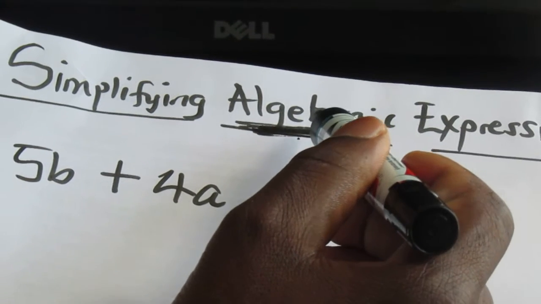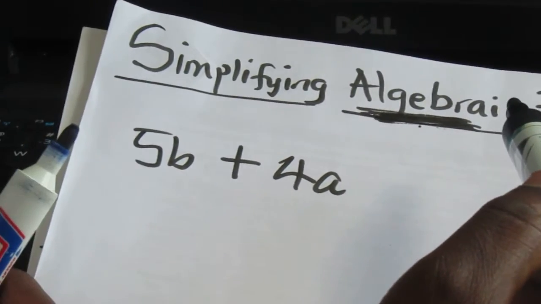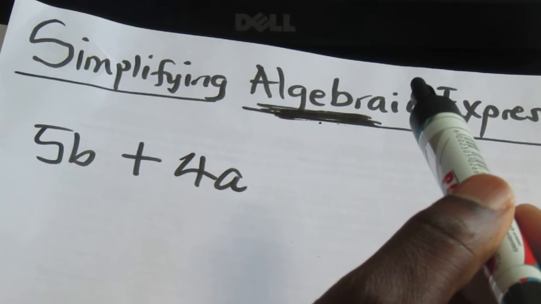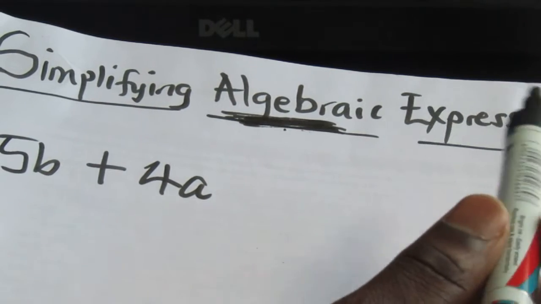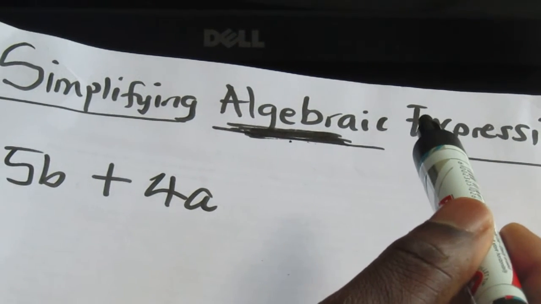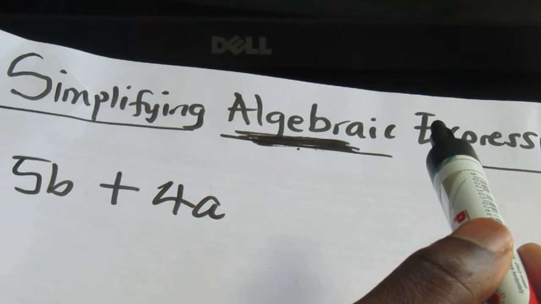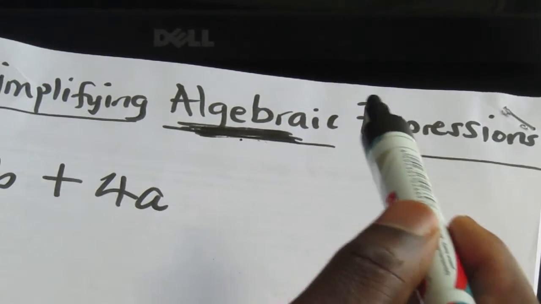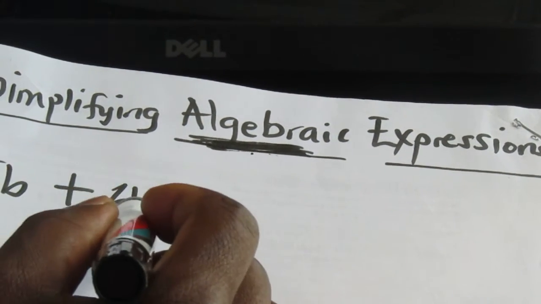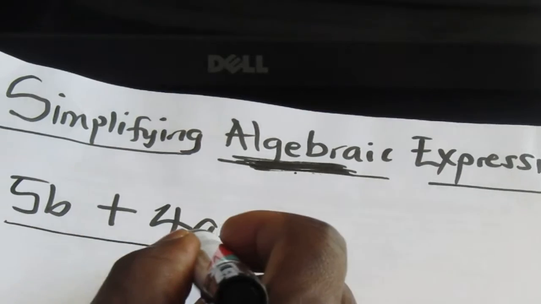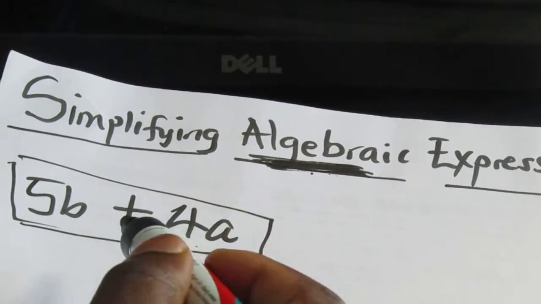Algebra is the language of mathematics. It uses letters and symbols to denote numbers. For example, an apple costs A cents, a banana costs B cents. Right, let us assume that maybe one wants to buy 5 bananas and 4 apples. The total cost of 5 bananas and 4 apples will be 5b plus 4a. Right, 5b plus 4a is exactly what we call an expression.